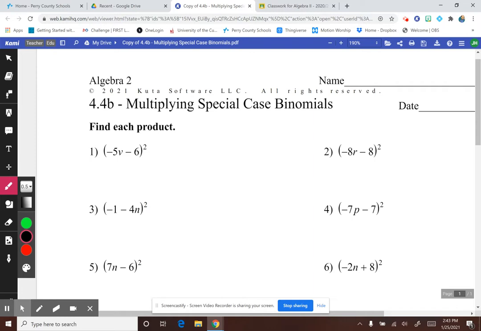And I want to start with number one here. A lot of these are similar, so again, it's not going to be too difficult for you.